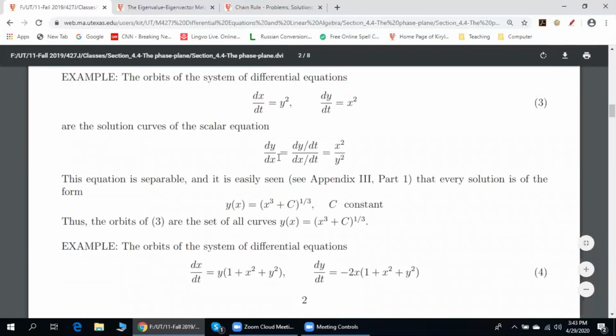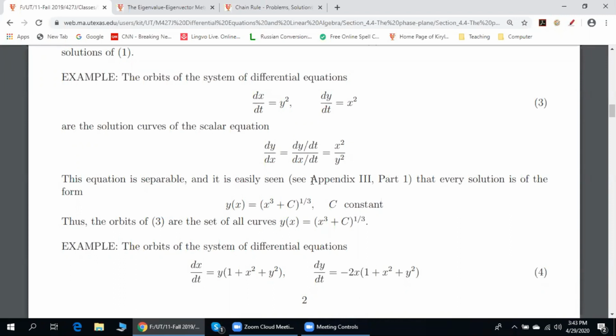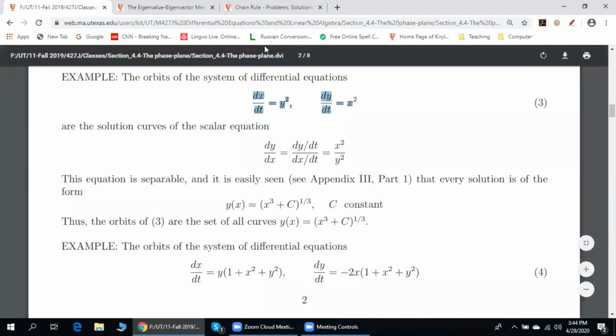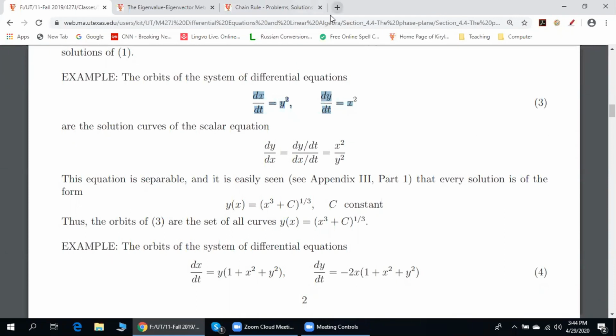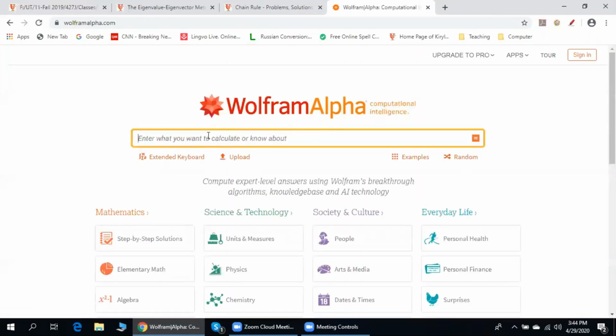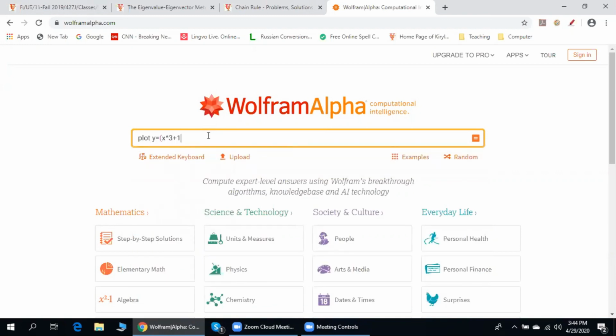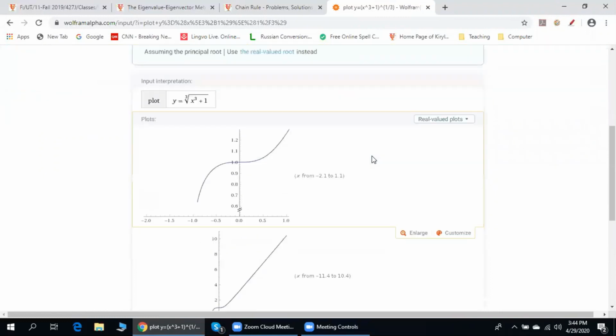Lastly, observe that dy/dx equal to x squared over y squared is a separable differential equation. We show how to solve it in Appendix 3. Here is the general solution of our equation. Therefore, the orbits of this system are the set of curves y is equal to the cubic root of x cubed plus c. And now, in order to sketch these orbits, you can use, for example, Wolfram Alpha. Let us go to Wolfram Alpha. So we type in plot y is equal to (x cubed plus 1) to the power 1/3. And here is a particular orbit.